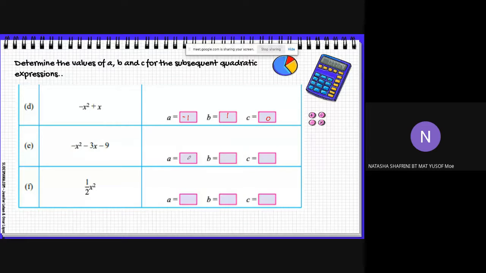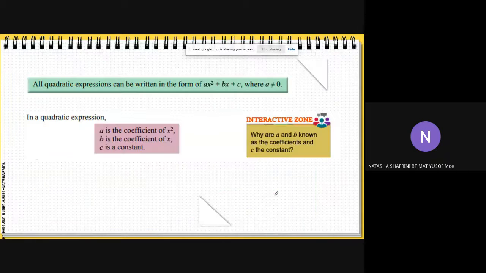Okay, e? Value of a? Negative 1. Okay, good. b? Negative 3. Good. Okay, c? Negative 9. Okay, how about last one? What is the value of a? 1 over 2. Okay, good. b? 0. Good. c? 0. Good. Okay, so semua bagus. Okay, next. Kejap.